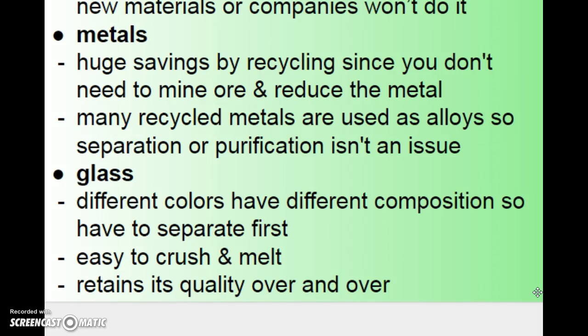Metals also retain their quality over and over. Having the pure metal come back is a little trickier, but again, we use so many alloys, it's really not an issue.